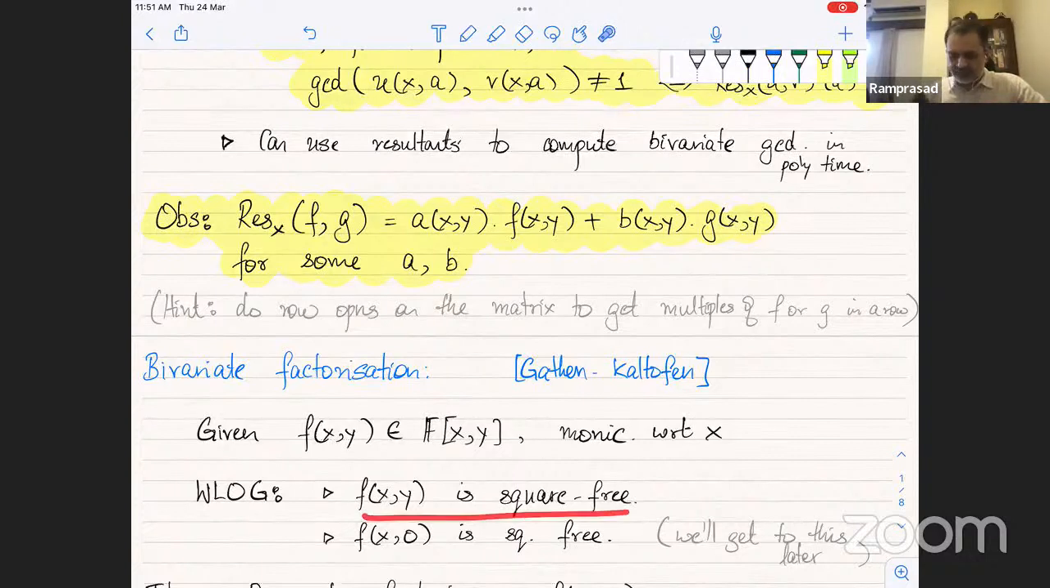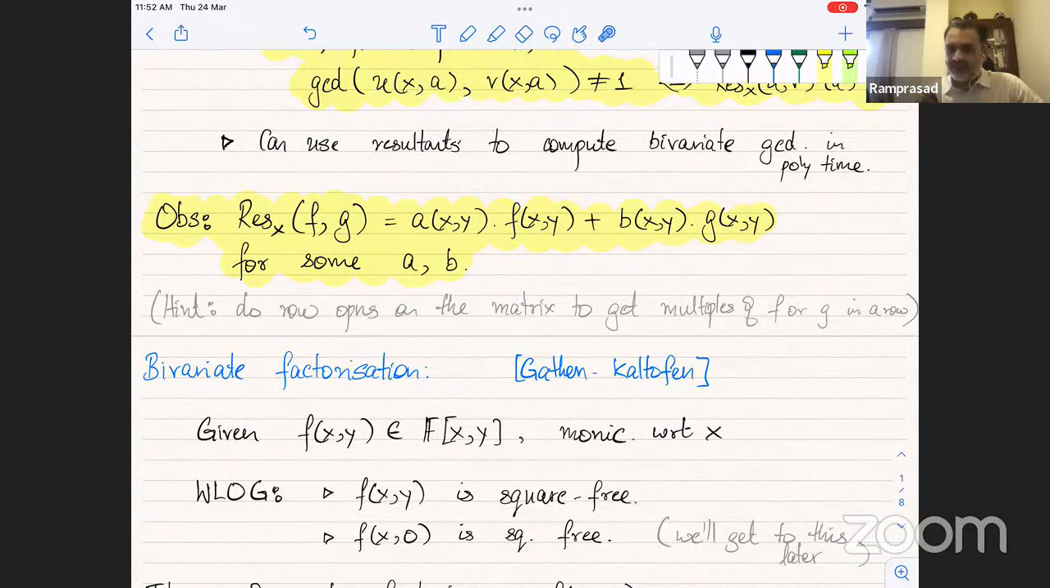And secondly, I'm going to assume that f is square free. And this is usually where the GCD comes up because you will take a GCD with respect to its derivative, one of the two derivatives with respect to x and with respect to y, and somehow eliminate these repeated factors in some sense. So that is something that we can assume without loss of generality using the standard tricks.